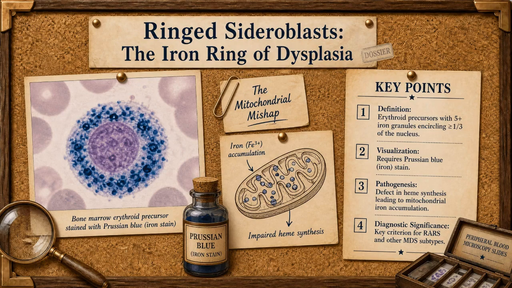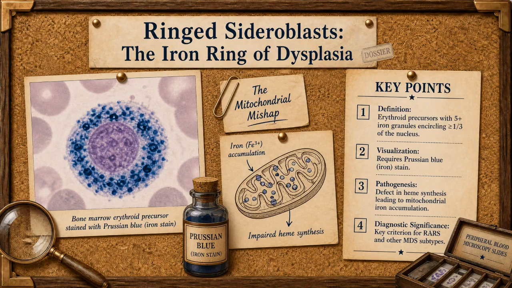The diagnostic significance of ring sideroblasts is profound. Their presence is a key diagnostic criterion for certain MDS subtypes, most notably refractory anemia with ring sideroblasts, RARS. So, identifying these cells directly impacts the patient's diagnosis.